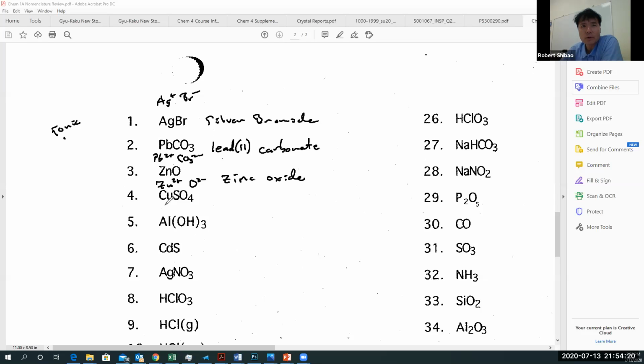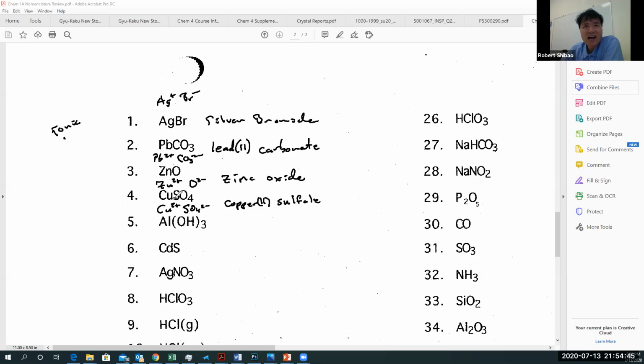So is this copper 1 or copper 2? Well, it depends on SO4. SO4 is sulfate, and sulfate is 2 minus. So this must mean copper is a 2 plus. 2 plus and -2 gives us 0. We only have 1 copper, and so we need the Roman numeral here. And so this is copper 2 sulfate.